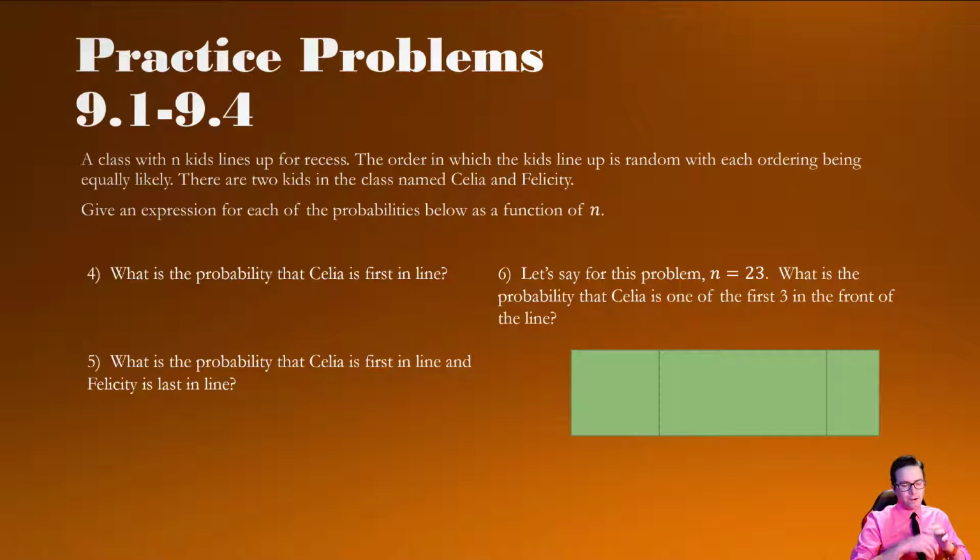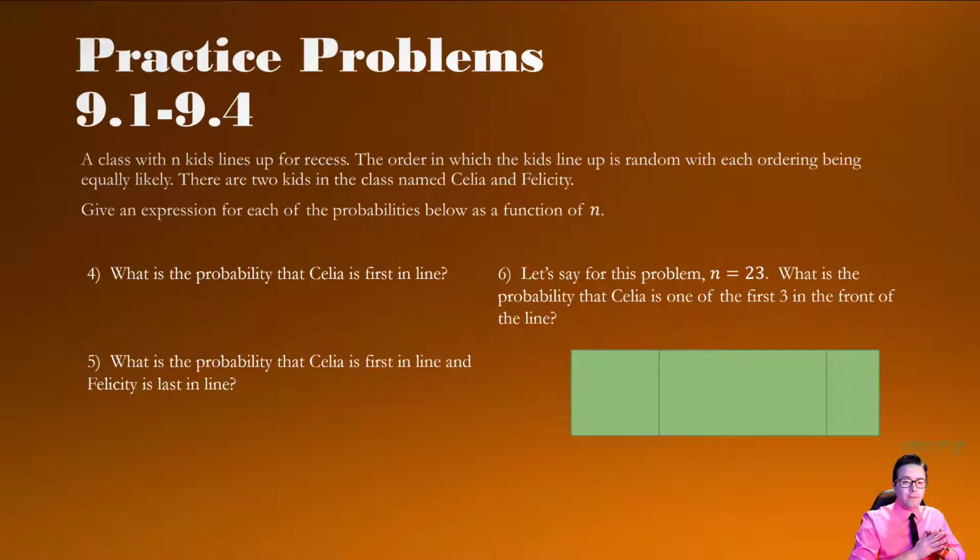So we think about, all right, so sample space. If Celia is the first in line, then if we think about the first spot in line, how many choices do we have? N. After that, N minus 1. And then after that, N minus 2, so on and so forth, till we use them all up, right? So the amount of choices for the sample space would be N factorial.